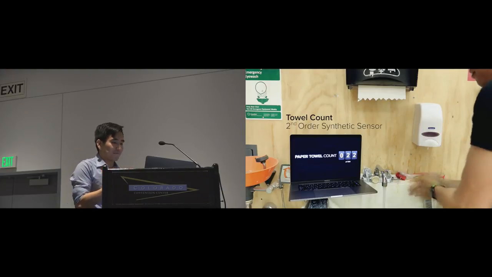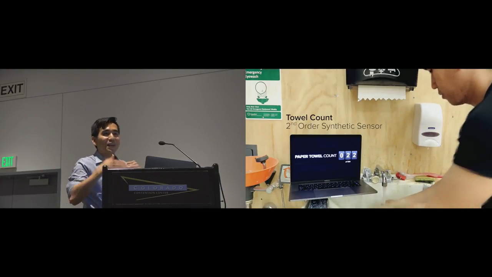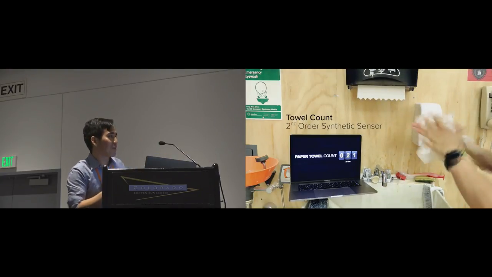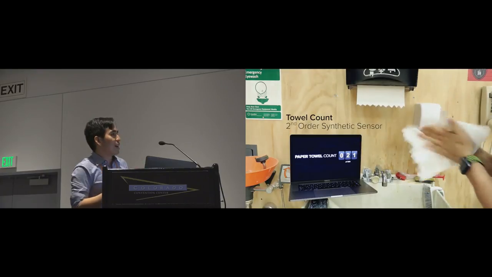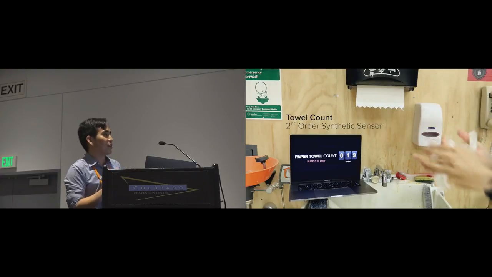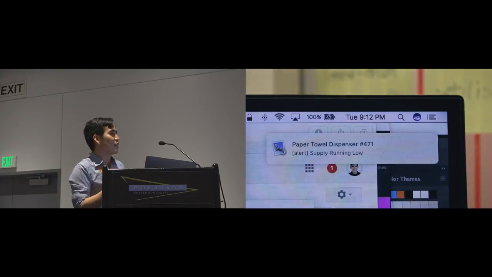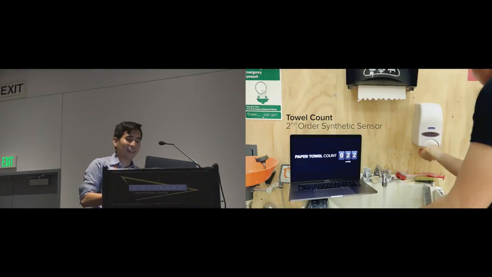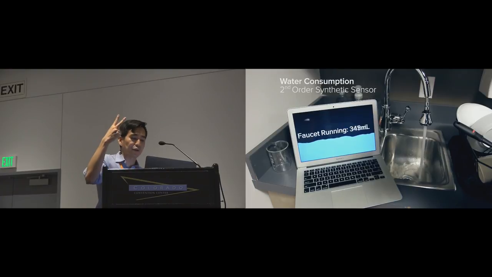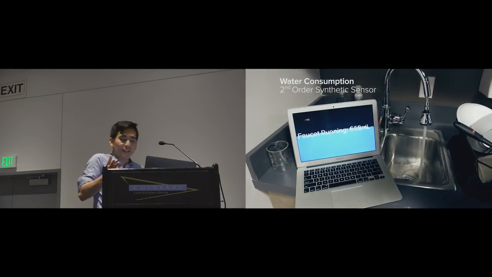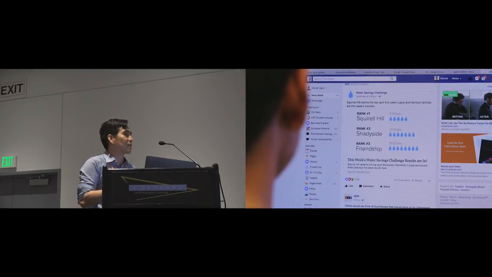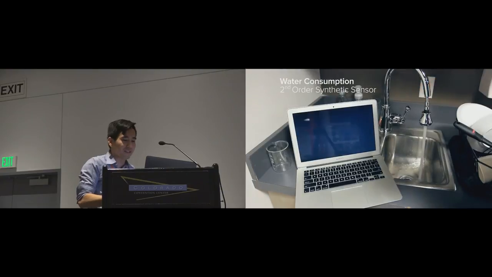So here we can count the number of paper towels used. Instead of just the activations, we can actually keep track of that. So here I'm washing my hands. Notice that counter over there at the bottom, it decreases. And then you could do these things to automatically alert restock requests. So the facilities guy could be like, oh, paper towel 4471 is running out, and then you get an email automatically. In this example, a first-order faucet running sensor is used to power a second-order water consumption sensor. Metrics like this can inform monitoring behavior change in other applications. So like a water savings challenge on Facebook, you can compete with your neighbors in some sense.